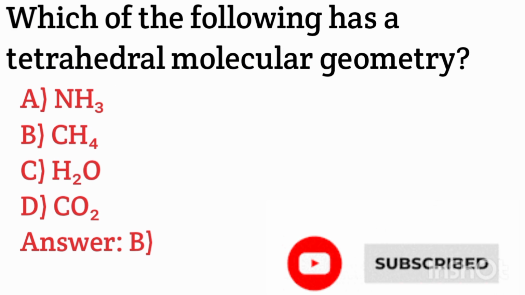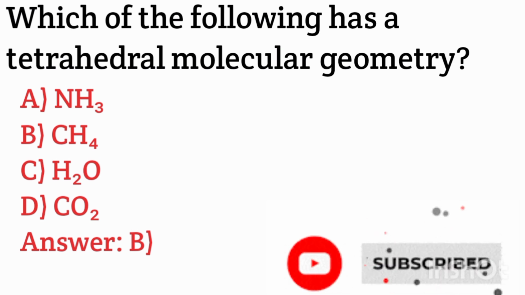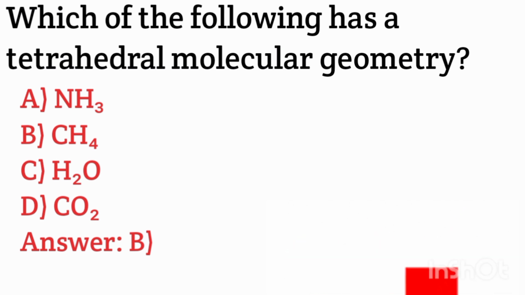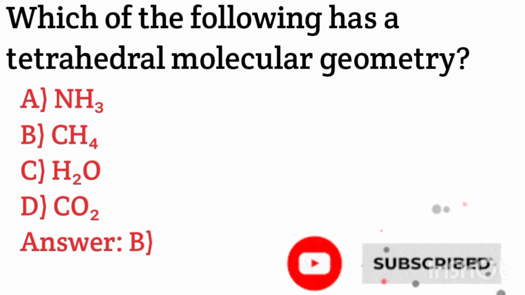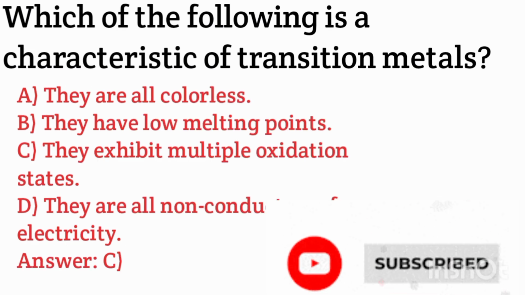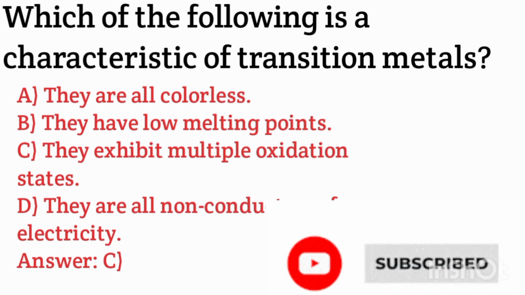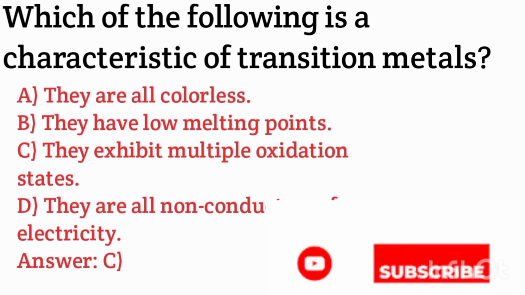Which of the following has a tetrahedral molecular geometry? CH4. Option number B is correct. Which of the following is a characteristic of transition metal? Option number C is correct.